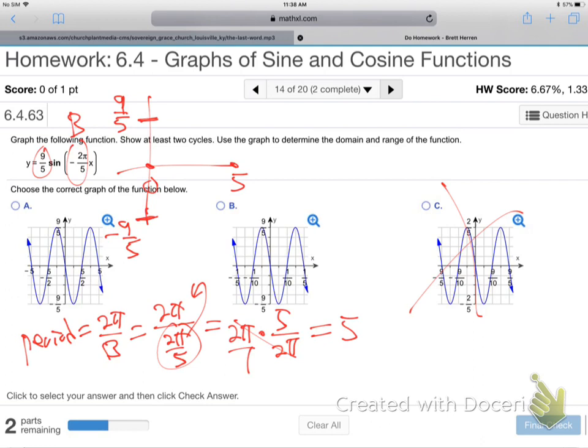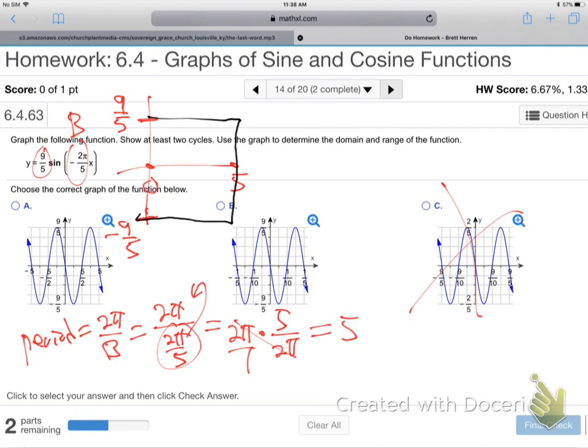So we have our box, don't we? So I always like to just get the box, the one cycle box. So one cycle between 0 and 5 on the x, negative 9/5 and positive 9/5 on the y. One cycle of whatever graph we're sticking in there is going to happen in that box. And if you have one cycle, you got the whole graph, because then it just repeats.